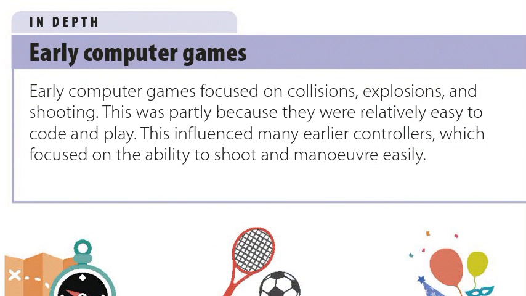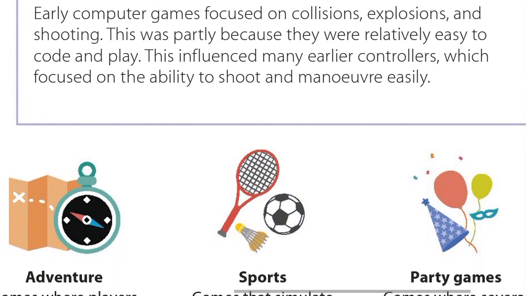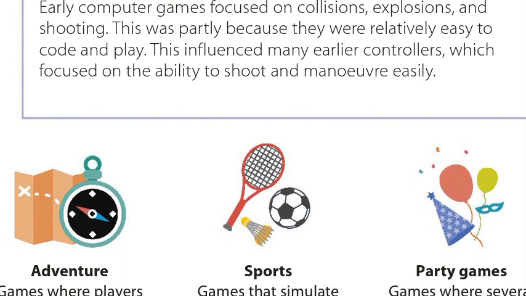Early computer games focus on collisions, explosions and shooting. This was partly because they were relatively easy to code and play. This influenced many early controllers, which focused on the ability to shoot and maneuver easily.